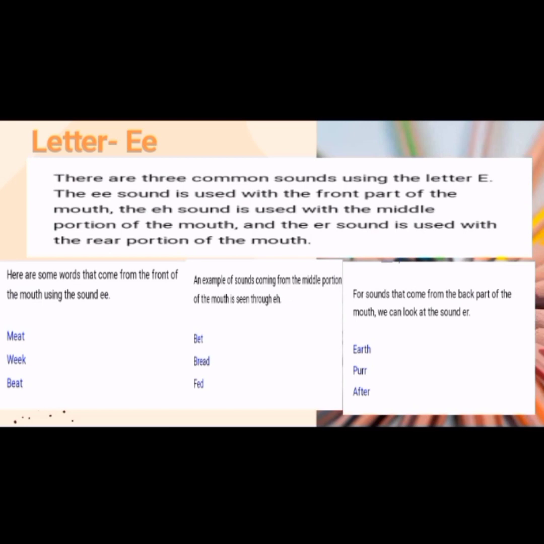Met, week, bet. Next, an example of a sound coming from the middle portion of the mouth is seen through E: bet, bread, and fed. For the sound that comes from the back part of the mouth, we can look at the sound in air, earth, peer, and after.